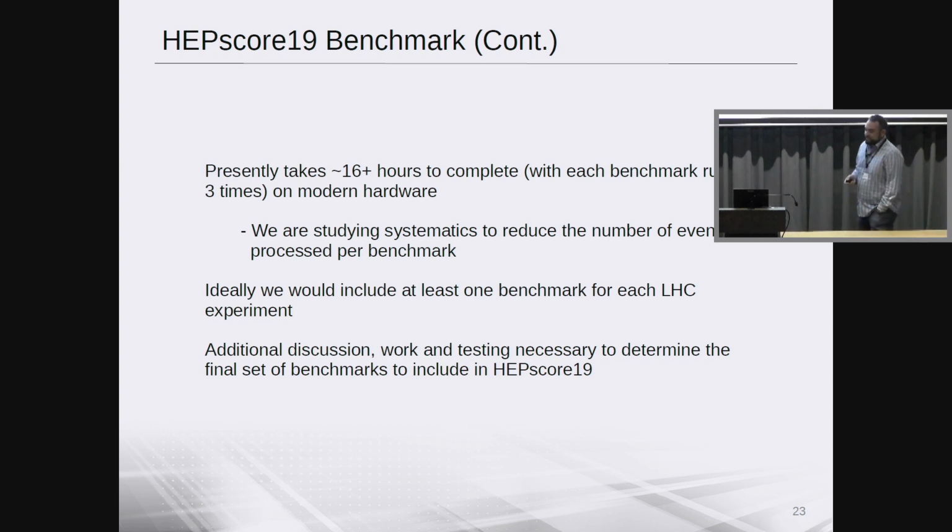The one issue is right now it takes something like 16 hours to complete. Again, the benchmarks are running 3 times. By comparison, the HEPspec 06 is about 5. So we're studying some ways to reduce the runtime, perhaps by reducing the number of events that are processed for each benchmark. And I think ideally we would at least want to include one benchmark for each LHC experiment, which we're not doing currently. So additional discussion, work, and testing is needed to determine what the final benchmark set for HEPscore 19 will be.